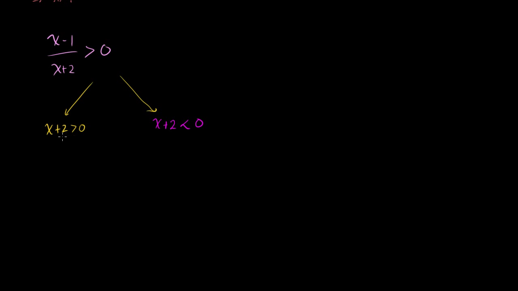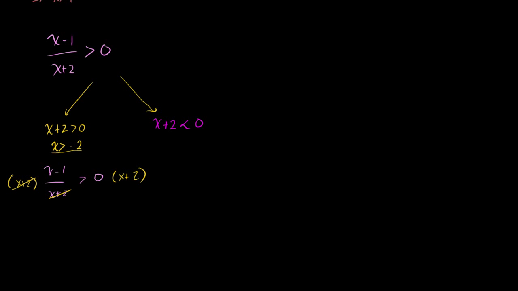So if x plus 2 is greater than 0, that means that x is greater than minus 2, right? We can just subtract 2 from both sides of this equation. So if x is greater than minus 2, then x plus 2 is greater than 0, and then we can multiply both sides by x plus 2. So you have x minus 1 over x plus 2 greater than 0. I'm going to multiply both sides by x plus 2, which I'm assuming is positive because x is greater than minus 2.